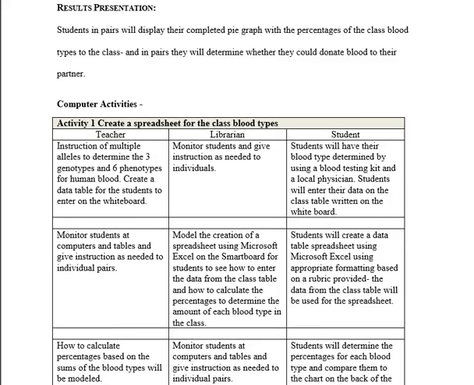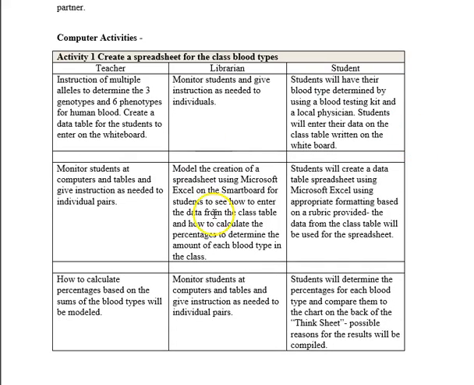Their computer activities. Notice for this one there is a column for the teacher, a column for the librarian, and a column for the student. Not all of these activities will take place directly at a computer for all of the students, and you'll notice in a little bit in the rotation plan. But at the beginning, the teacher is the one who needs to instruct on multiple alleles to determine the 3 genotypes, the 6 phenotypes that occur in blood.